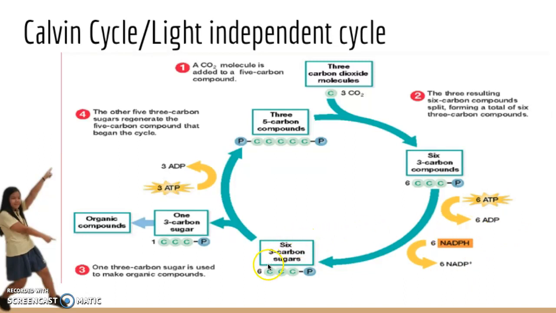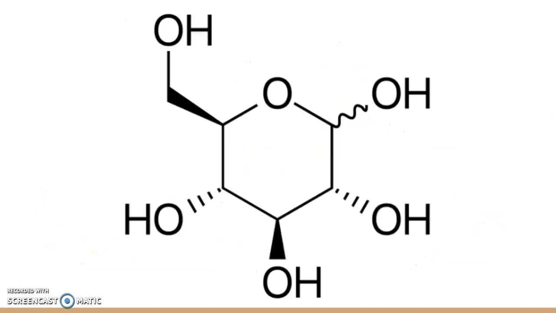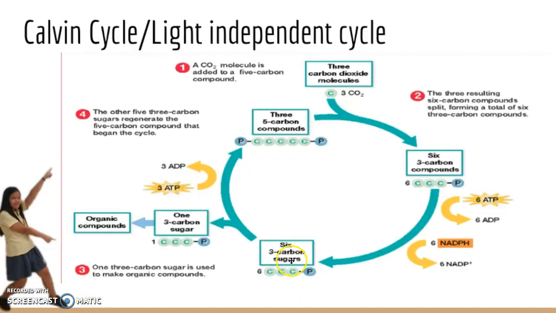One of the resulting 3-carbon compounds goes over here to make half of the organic compound, also known as glucose. It takes 2 cycles in order to produce 1 glucose compound. The rest of the carbon compounds get recycled to make the other half.